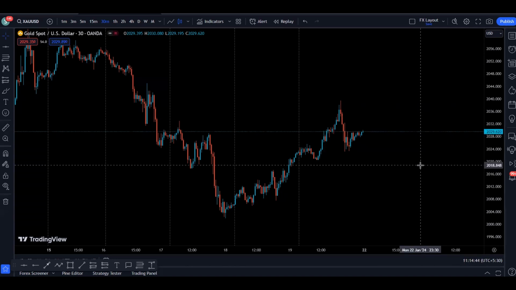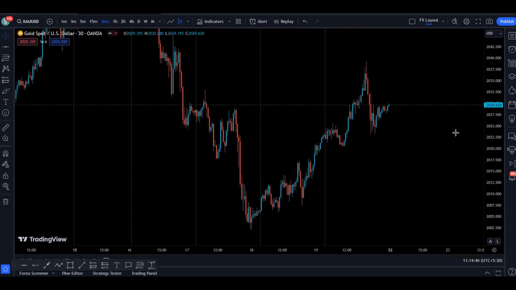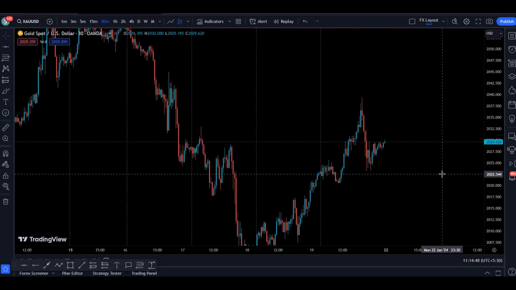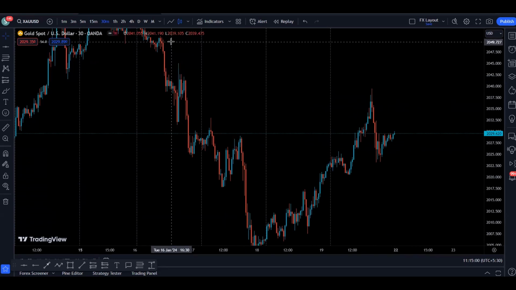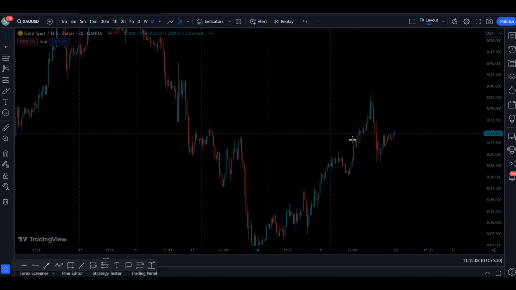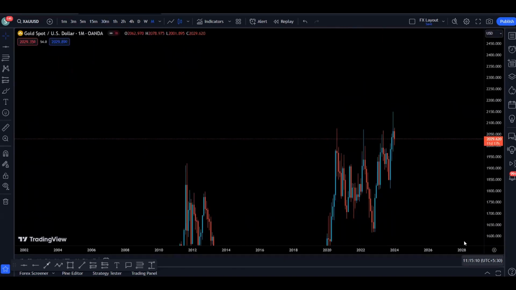As usual, we will start our analysis with the gold monthly time frame, and then we will go down to lower time frames: weekly, daily, 4-hour and 30 minutes. On the 30 minutes time frame, we will also talk about some intraday and scalping setups as well. So without wasting any time, let's get started. First of all, we are going to start with the gold monthly time frame.